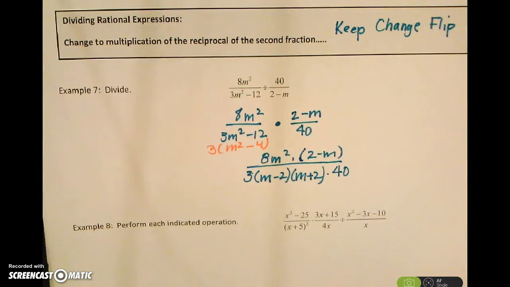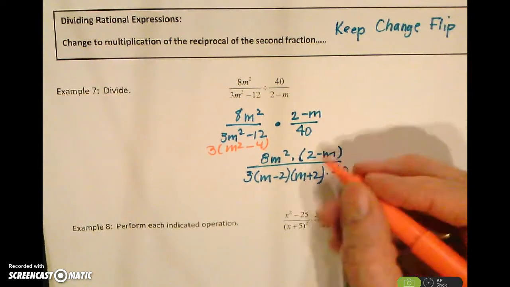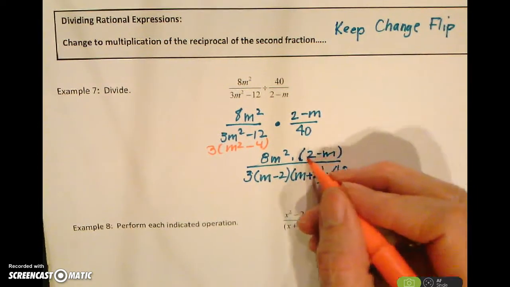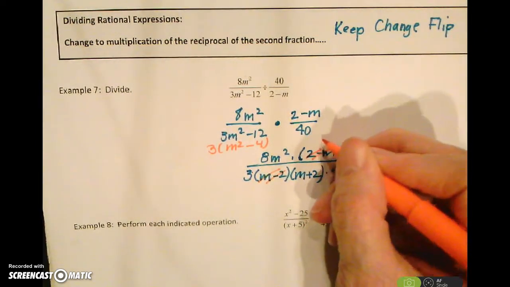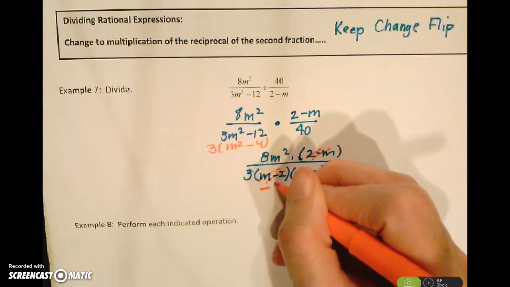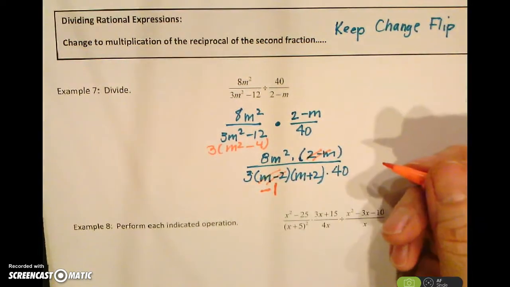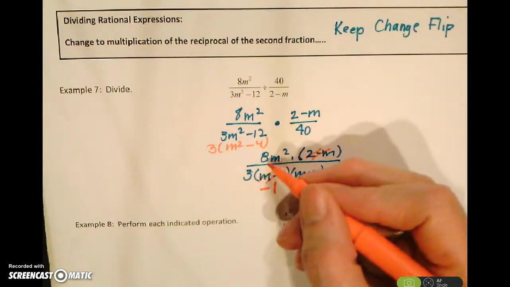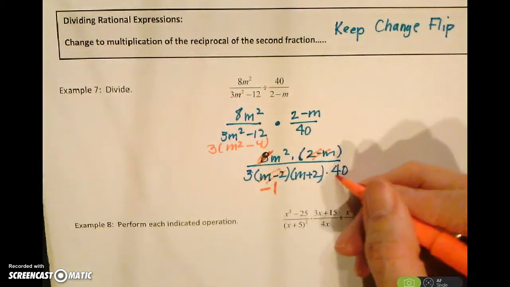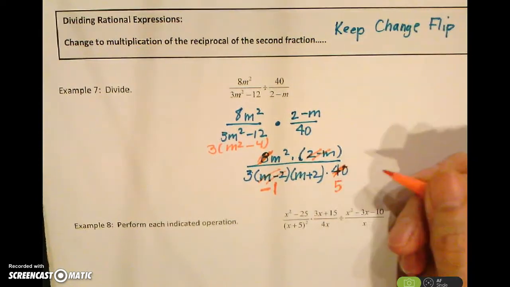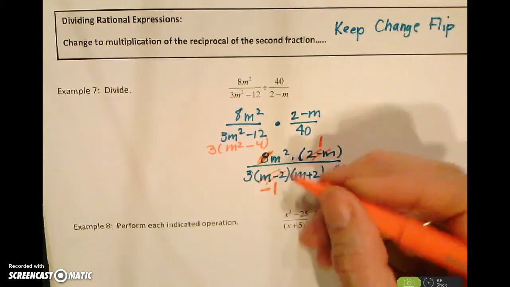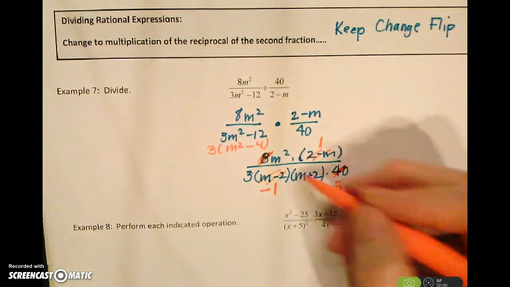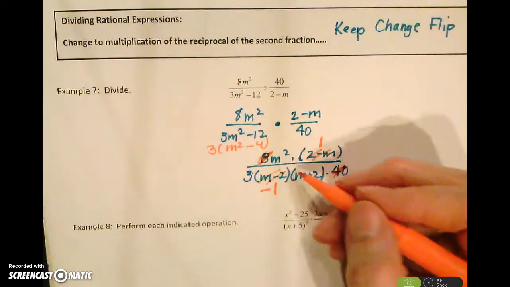All right, so we're going to look for common factors. So m minus 2 won't cancel with m plus 2, but 2 minus m and m minus 2 are opposites of each other. So they're going to factor, and they're going to divide out to be negative 1. Then my 8 is going to factor with a 40, and it's going to become a 5. And I'll just put above this a 1. Then let's see, m squared doesn't cancel with anything.